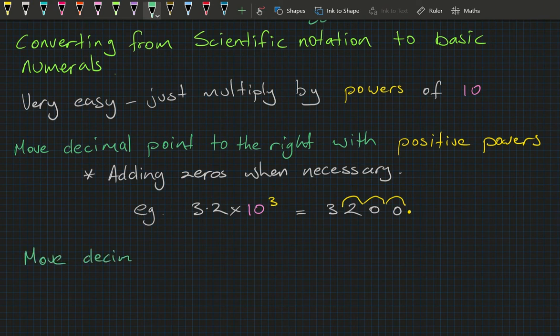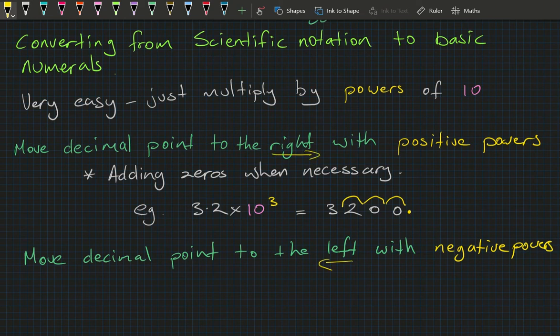When multiplying by negative powers of 10, we move the decimal point to the left. Once again, we'll have to add zeros for decimal places where necessary. So for example, we'll use 3.2 again, but this time we'll multiply it by 10 to the minus 3. That's going to equal a number that has a 3 and a 2 in it, but because we've got minus 3 in the powers of 10, we're going to move the decimal 3 places to the left. So we start here, and then move here, here, here. And the new decimal place belongs right here.